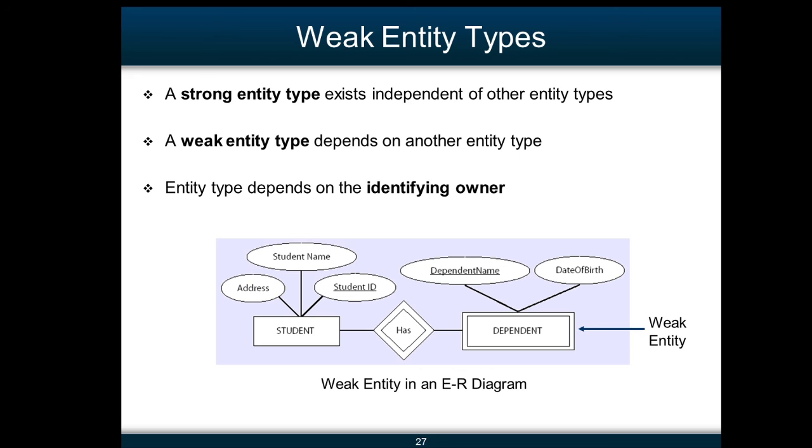Now, the weak entity is illustrated with a double-lined rectangle, and its relationship also has a double-lined diamond-shaped box.